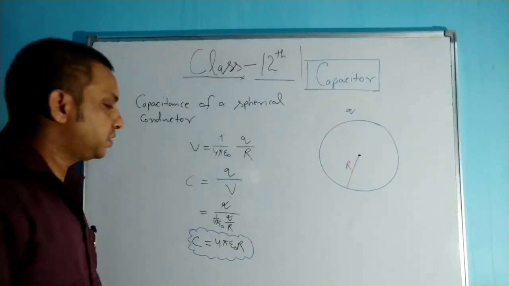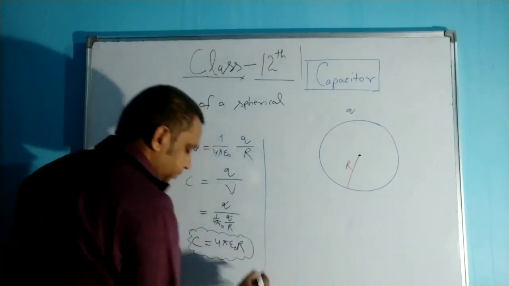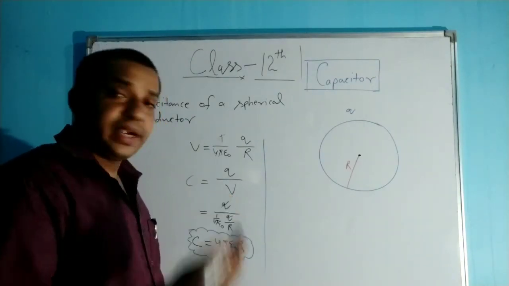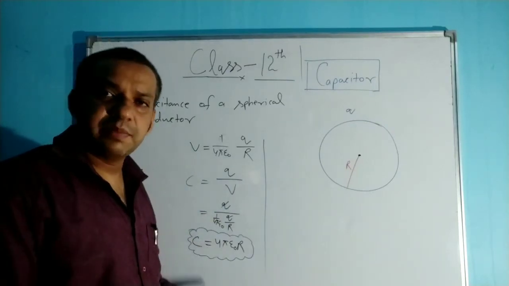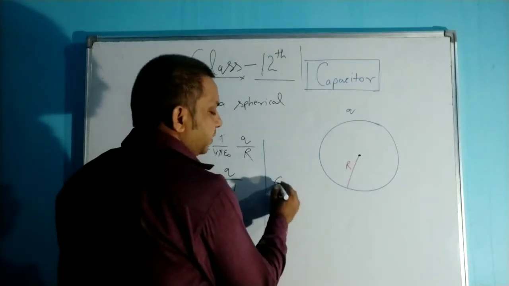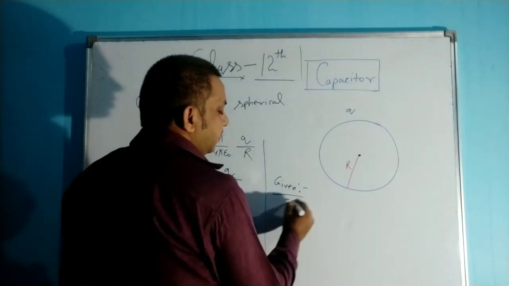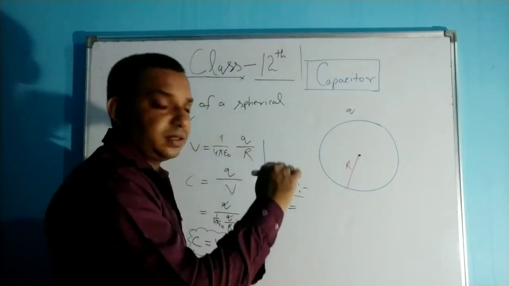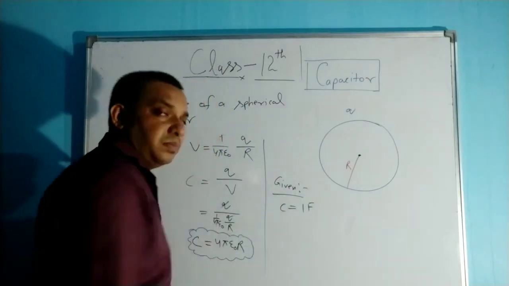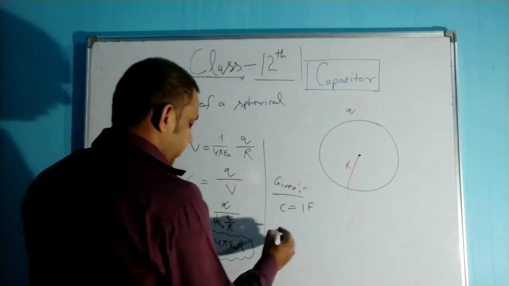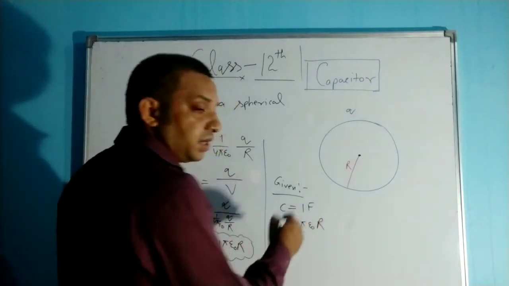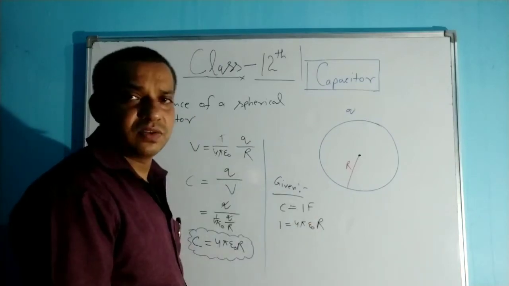One point to note down here. Suppose our aim is to find the radius of the spherical conductor if the capacity of that conductor is 1 farad. So we are assuming C is equal to 1 farad. Just put the value of C here: C is equal to 1 farad is equal to 4 pi epsilon naught into R. Our aim is to find the radius of that conductor.